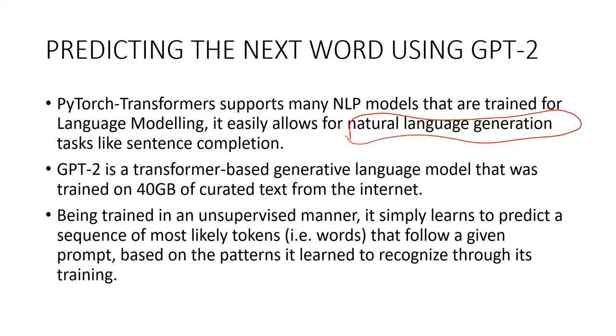GPT-2 is a transformer-based generative language model. See, here I am using the implementation. GPT-2 was trained on 40 GB of text from the internet. Being trained in an unsupervised manner, it simply learns to predict a sequence of most likely tokens that follows a given prompt, based on the patterns it has learned to recognize through its training.